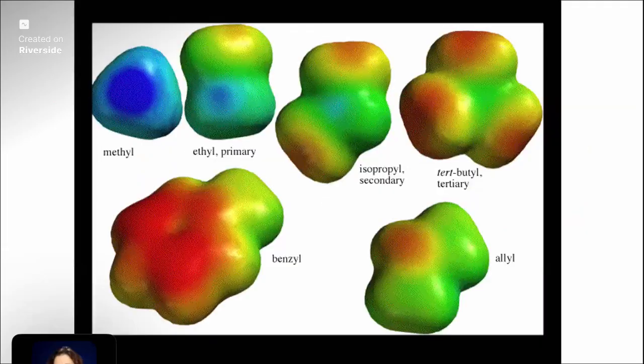And here we have electron density pictures that emphasize the localization or delocalization of positive charge. Localized is less stable. On the methyl or the primary, we have a strong blue area, which is the delta positive. Secondary, you see the delta positive is less pronounced. Tertiary, there's no blue at all. And benzylic or allylic share the positive charge, so there's no strong localized positive charge, more stable.